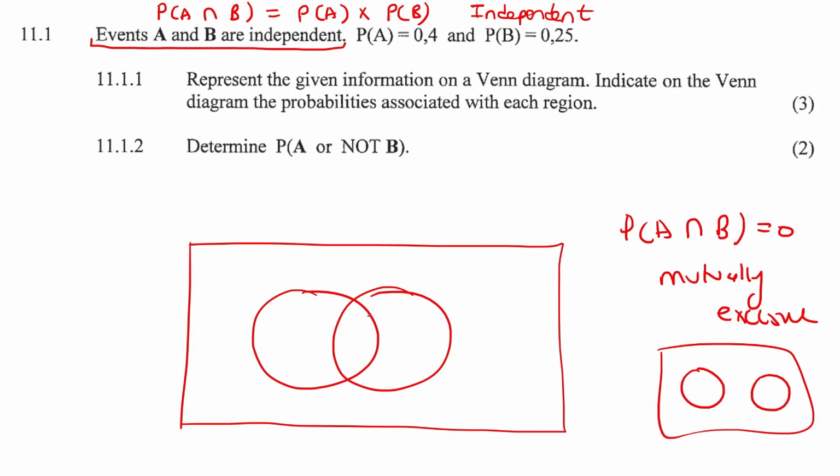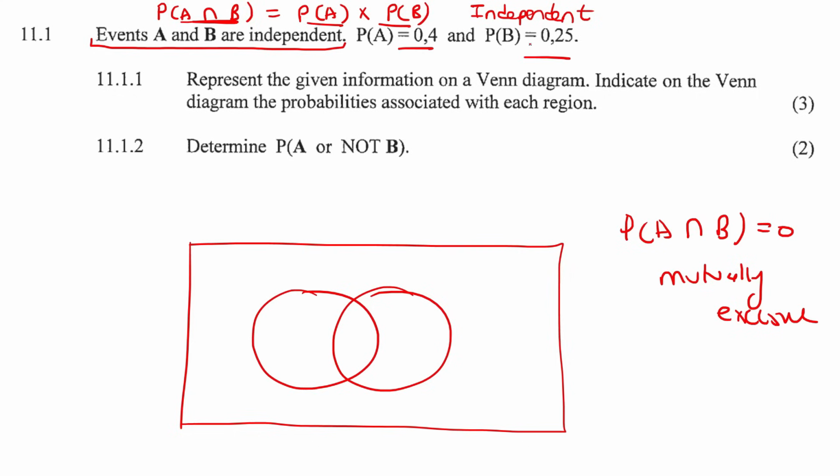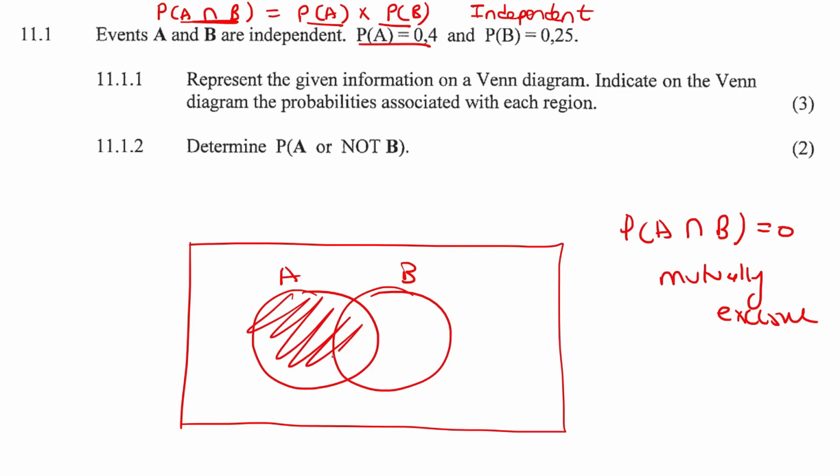Okay, so then Kevin, how do we know that they intersect? Well, they just told us that they are independent, so that means that the probability of A and B is these 2 multiplied together, and that won't give us 0. So there is definitely an intersection in the middle. Okay, now what a lot of learners do wrong is they say, oh, probability of A is 0.4, and then they go put 0.4 here. Not correct. When they say probability of A is 0.4, they are talking about the entire probability of A, and the same with B.